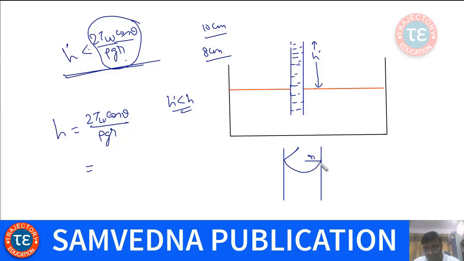See, this may not be a complete hemisphere. It may be less than a hemisphere. So you just produce this spherical part and form the complete sphere, and the radius of that sphere will give you the center of curvature of this surface, and the radius of that sphere is going to give you the radius of curvature of this meniscus, right? So this is the radius, suppose, small r, and this is capital R.